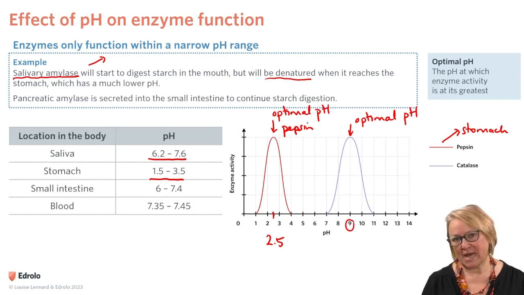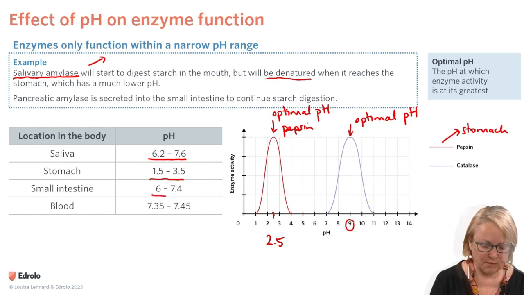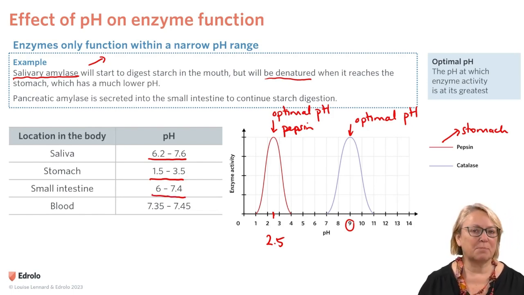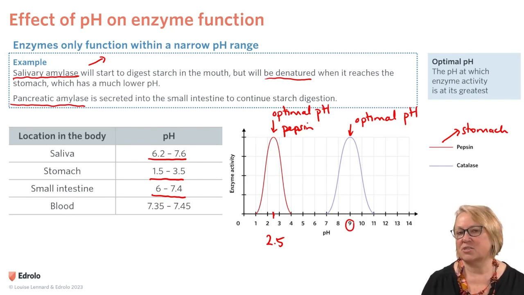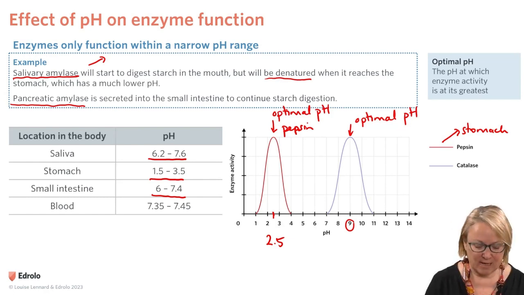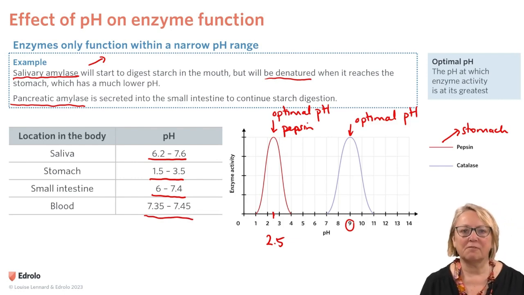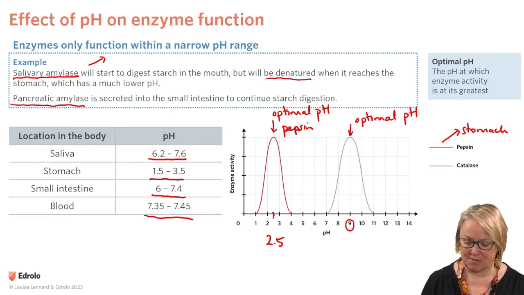So after food passes through the stomach, which is a low pH, the food passes into the small intestine, where the pH is back around the neutral region. And pancreatic amylase is secreted into the small intestine to continue the starch digestion because the salivary amylase has already been denatured. Note that blood has a very small pH range for healthy living, between 7.35 and 7.45. So various enzymes operate at different optimal pHs and can be easily denatured outside that pH range.